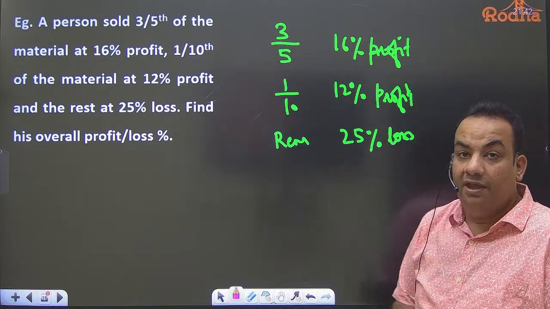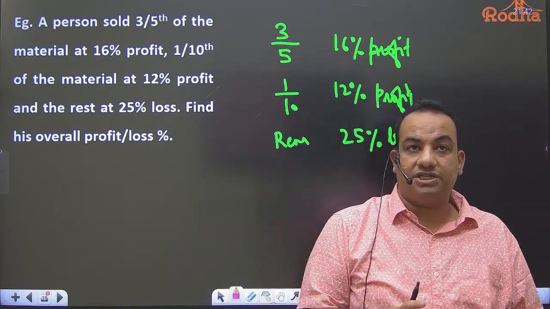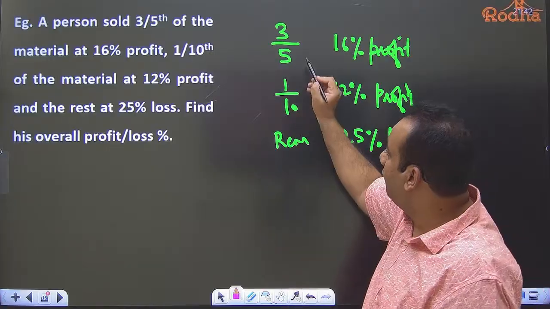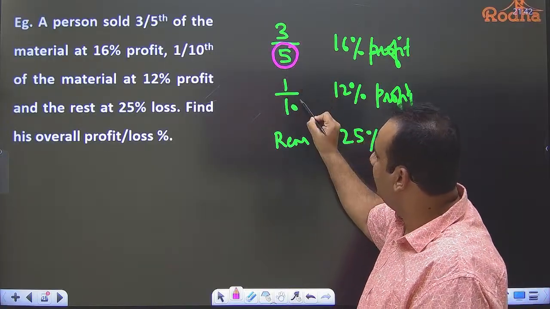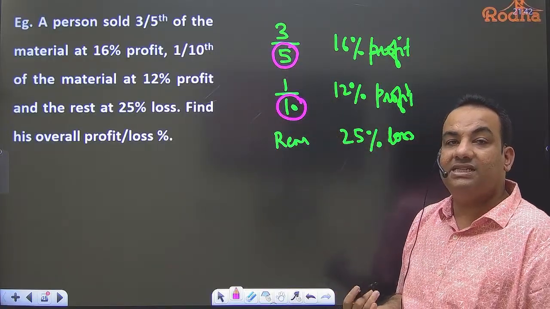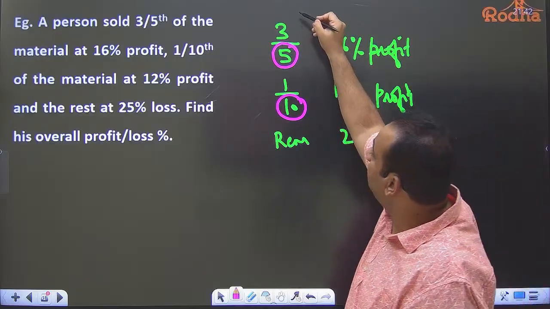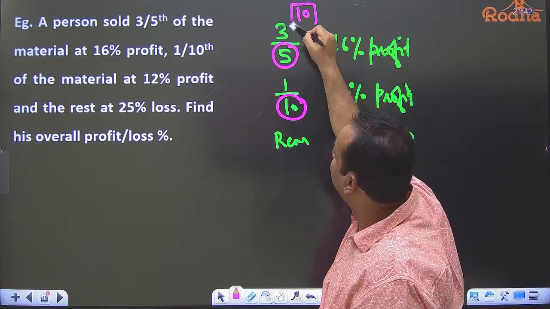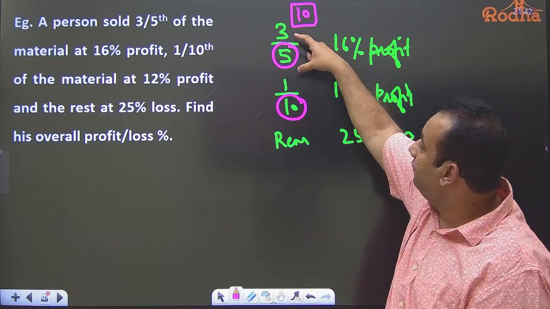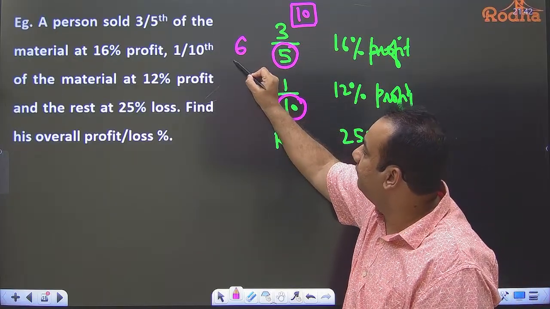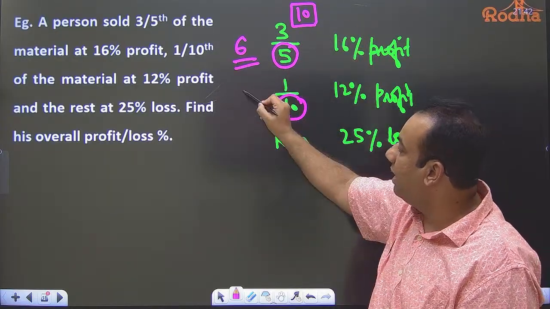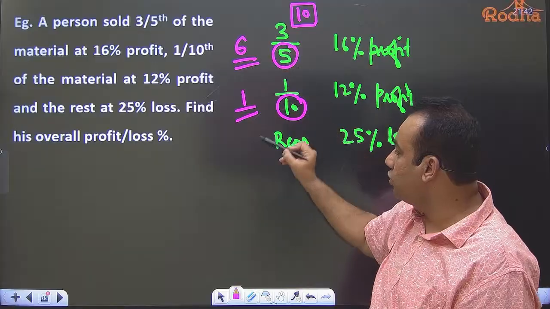Now see, whenever you want to do this kind of question, how to do it? Focus on this denominator part, 5 and 10. What is the LCM of 5 and 10? 10. So assume the total quantity to be 10. Let there be 10 articles. So 3/5 of 10 is 6 articles. 1/10 of 10 is 1 article. 6 and 1, 7. So how many articles are left?